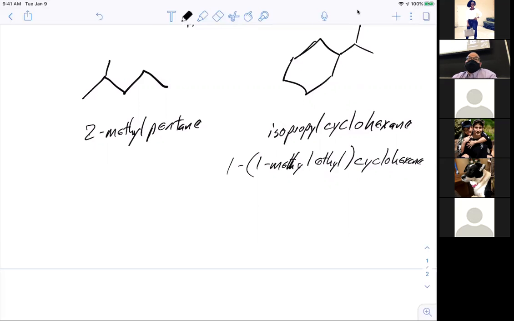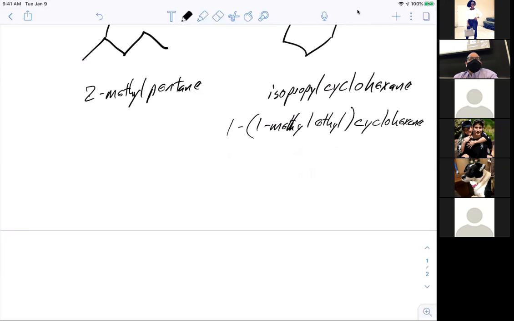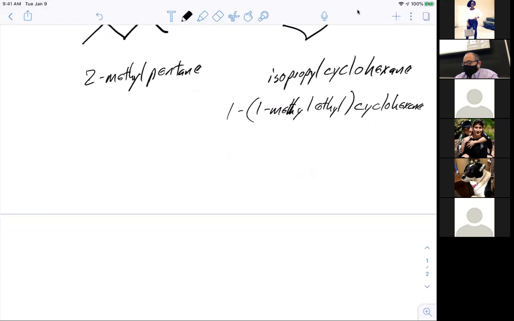You need to be able to recognize and be able to name both. So the question might be, what is the common or accepted IUPAC, right? That would be the isopropyl. If it says systematic IUPAC, then that would be the 1-methylethyl, right? Both of those are IUPAC. One is accepted or referred to as common. The other one is fully systematic. Okay, questions?